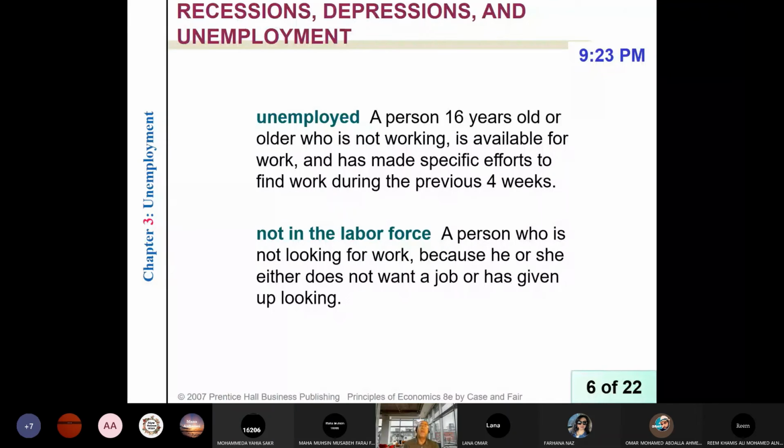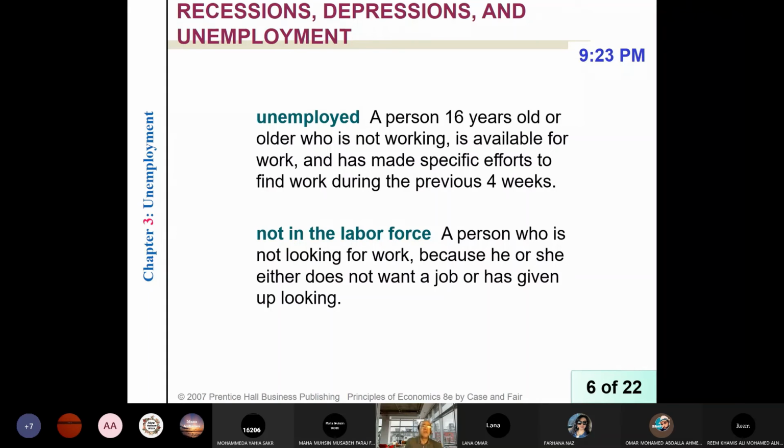People who are above 60, according to the labor force, who are retired, not in the labor force. Now, part of the people between 18 to 60, not all of them are in the labor force. Part of them not in the labor force. For example, Maha. Maha's age is 20, but she's not in the labor force. Why? Because she is a student. She decided to study and look for a job after graduation.